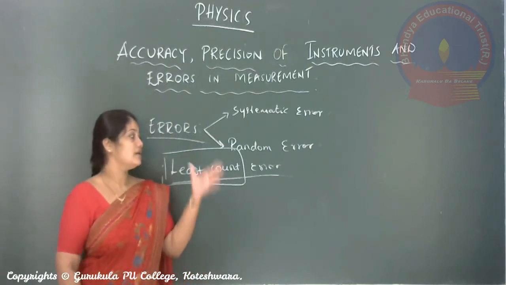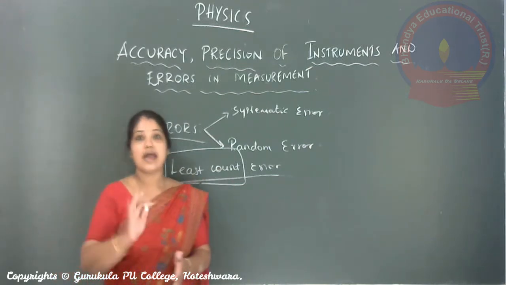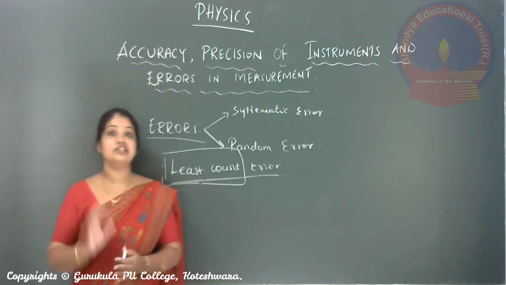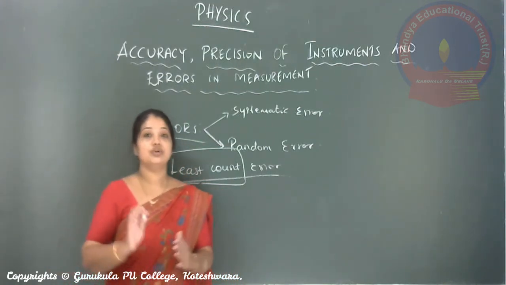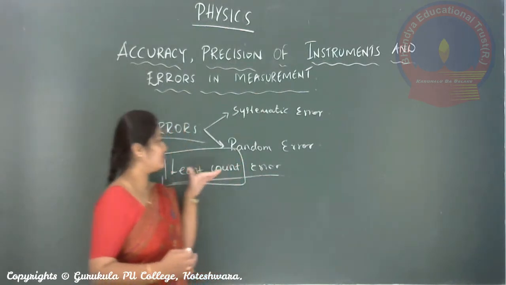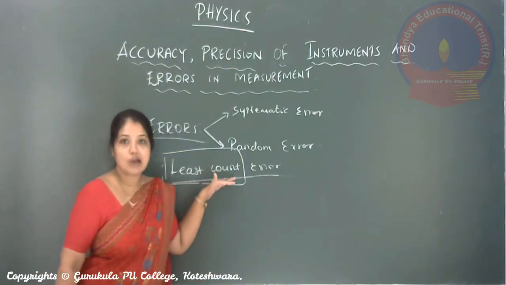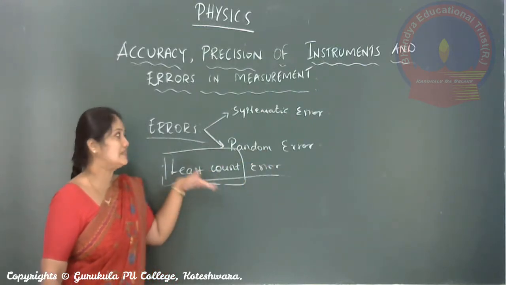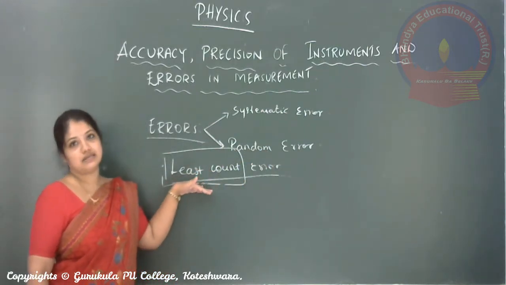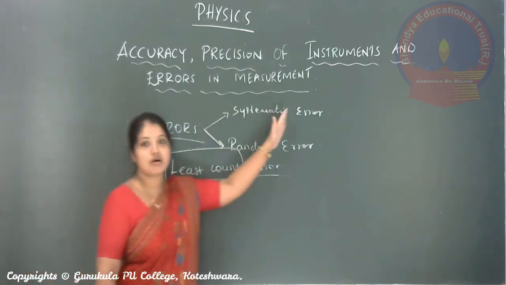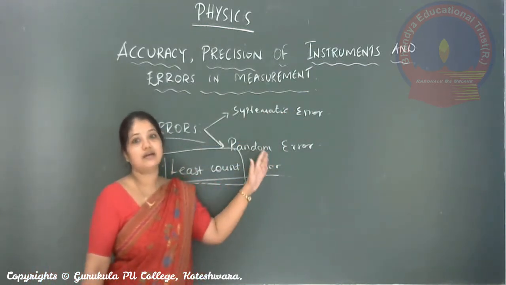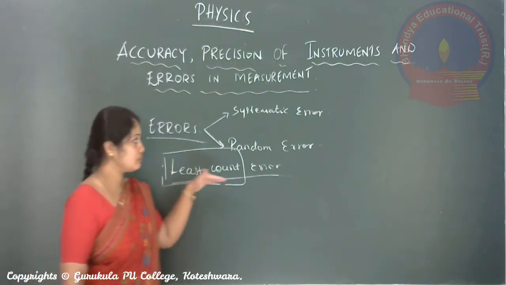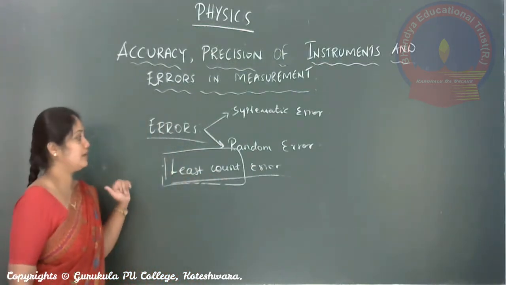Once again, least count error is the error present in the measuring instrument due to the resolution of the instrument. So this least count error belongs to the category of random errors, but this least count error can also be there in the case of systematic errors and also in the case of random errors. So this is with respect to errors.